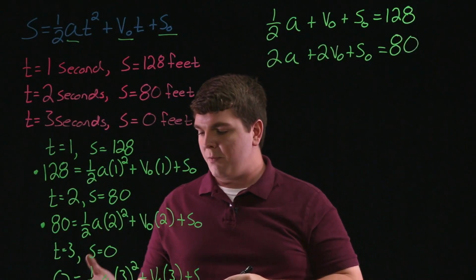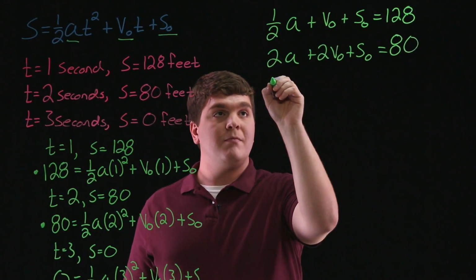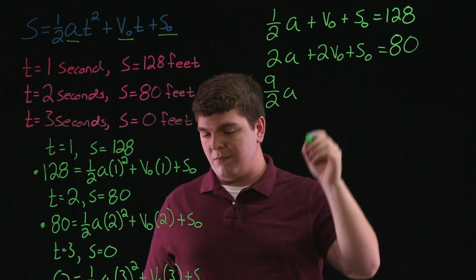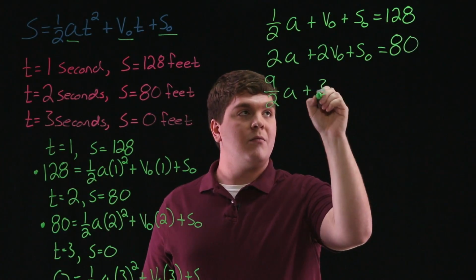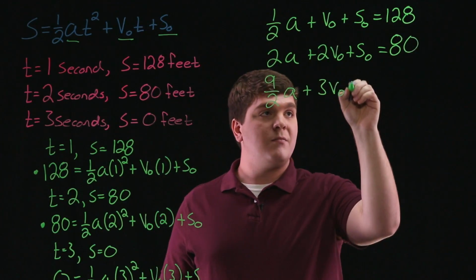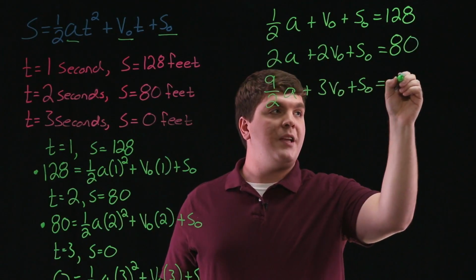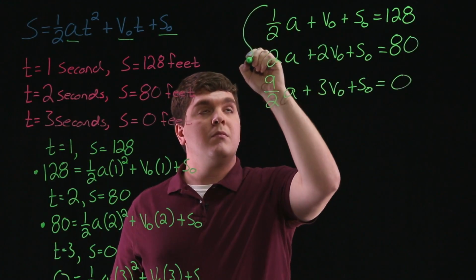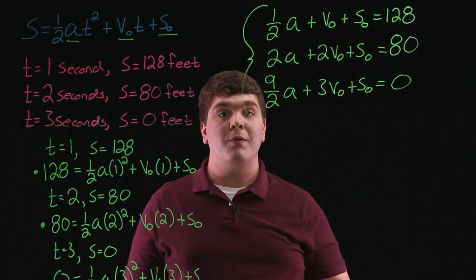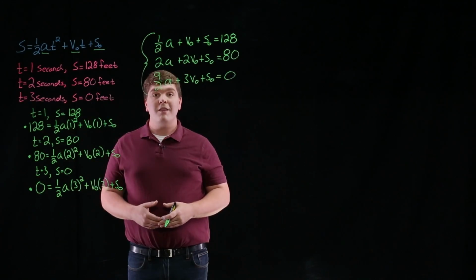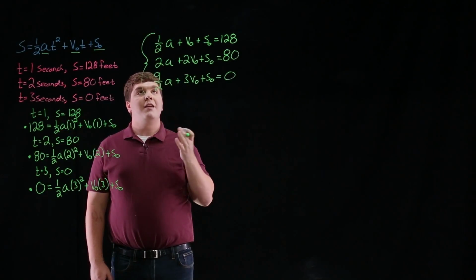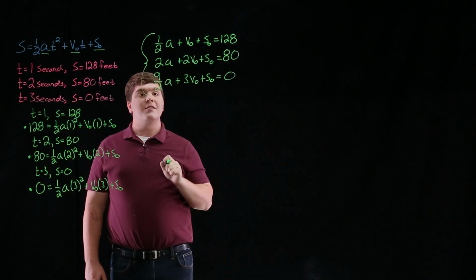And our third equation we can write as 9/2 a plus 3v naught plus s naught equals 0. So as I already mentioned, here we have 3 equations and 3 variables. Now let's try to write this system in row echelon form. We can do that by first adding -4 times the first row to the second row.